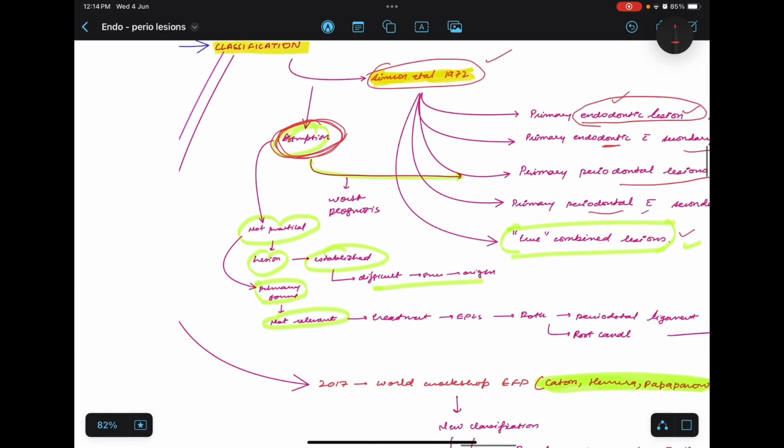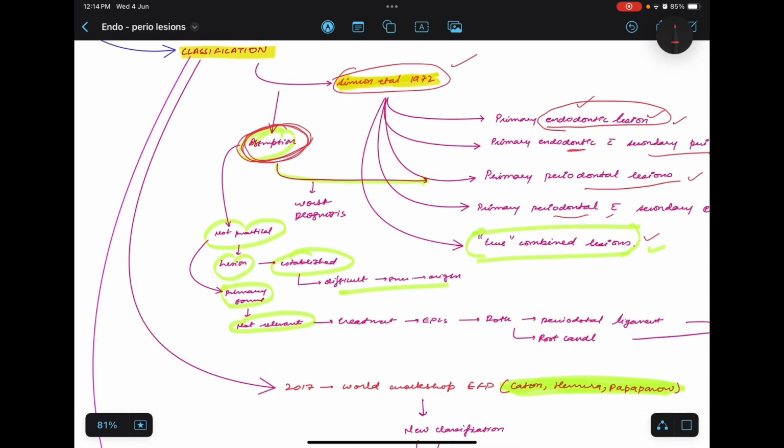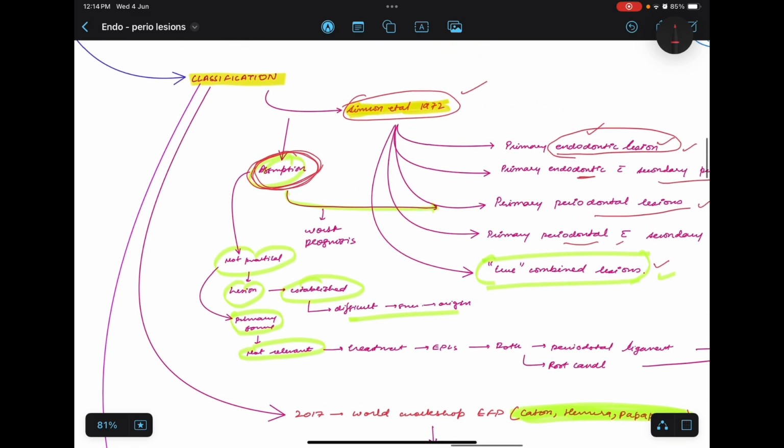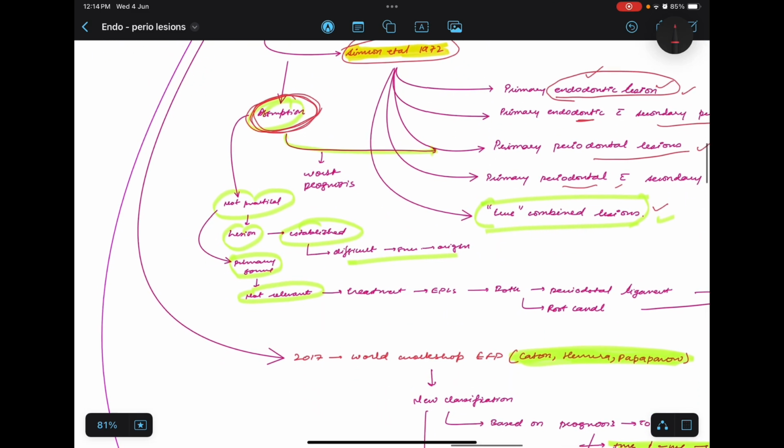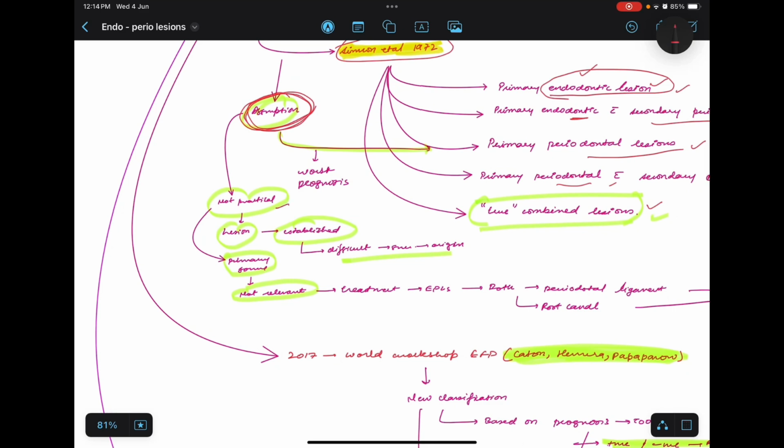Now there were some serious drawbacks. Some questions were raised regarding this particular classification. It was not practical because once a lesion is established, it is difficult to find out the origin, like which happened first. You can only assume this could be because of endodontic or periodontal progression, but most of the time you don't know which one was the first or the true cause.